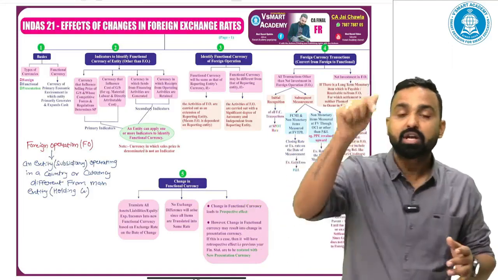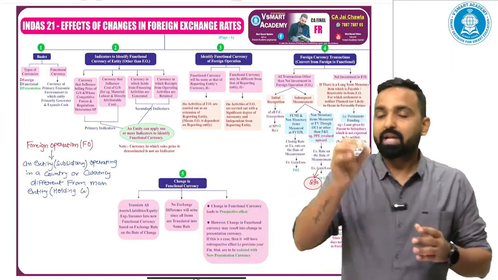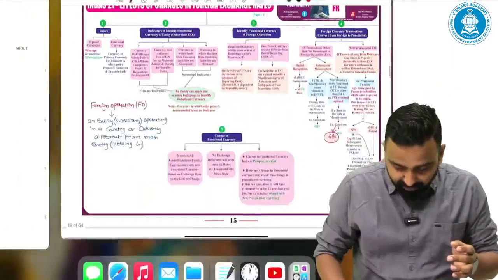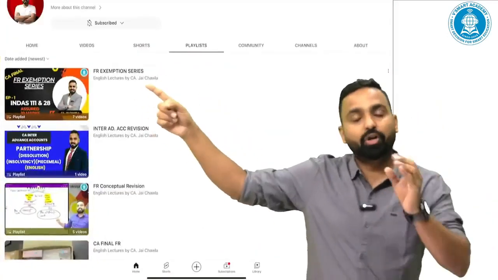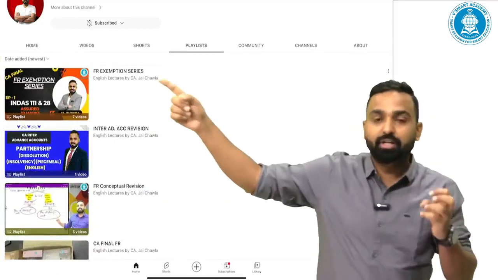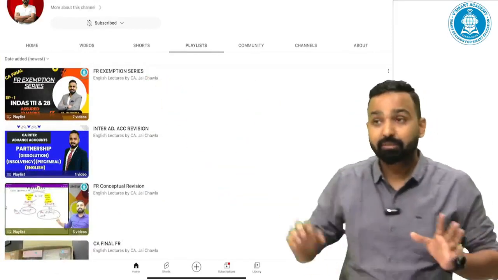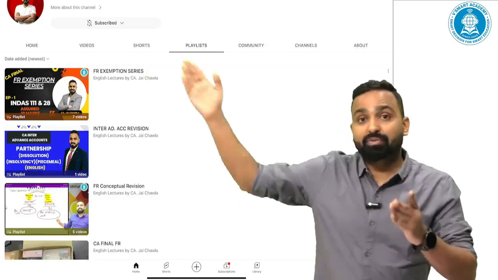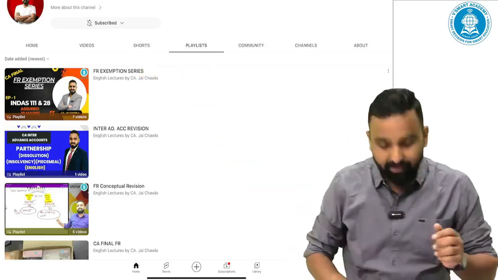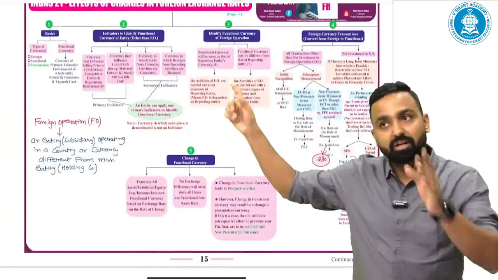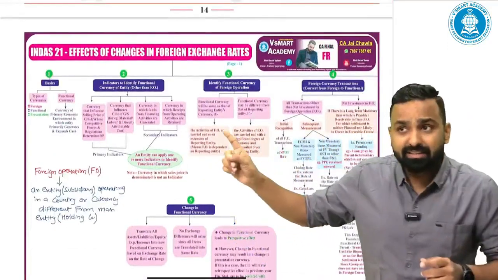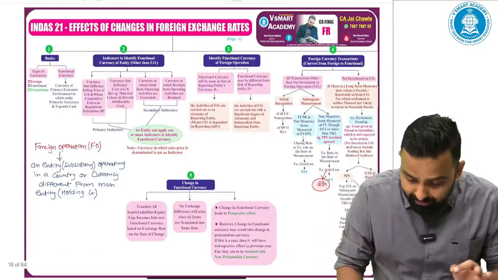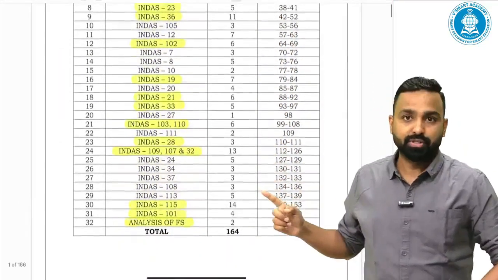What you need to do, you just go to the description of this video and click on the playlist. The playlist name is FR exemption series. I have already uploaded some of the good important INDAS on this FR exemption series. Other than that, the topics which are not covered in the FR exemption series, I will cover in this chart book.